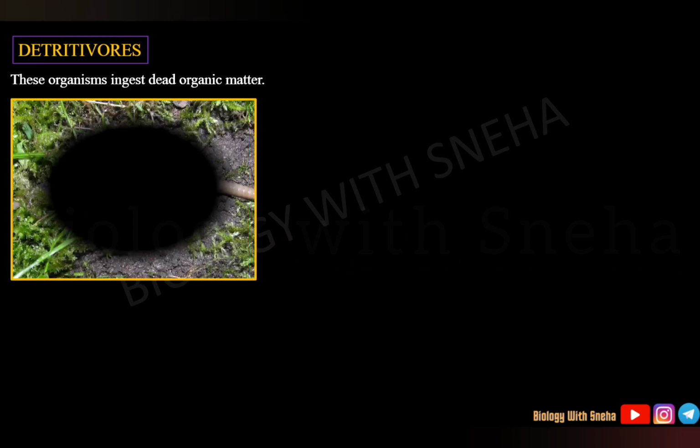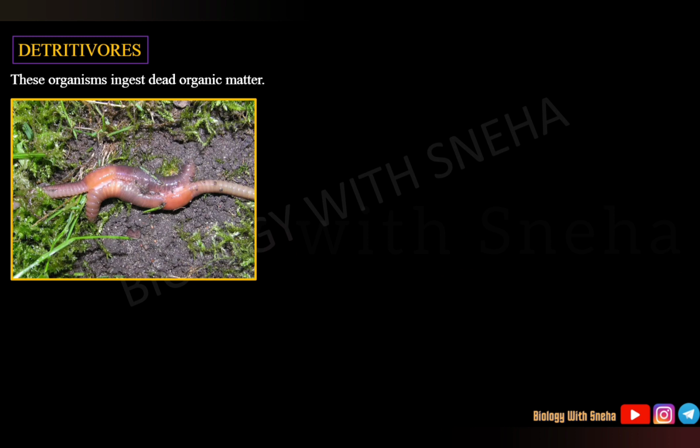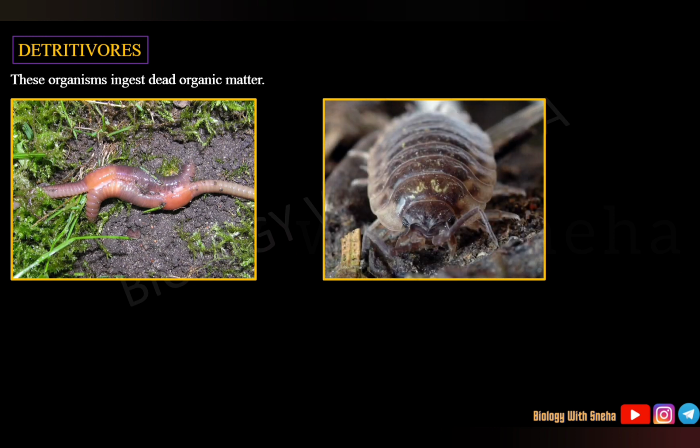What we have next is the detritivores. And what are detritivores? They are the heterotrophic organisms who ingest, that is, who eat the dead organic matter. So what is the difference between decomposers and detritivores then? Decomposers decompose the organic matter, whereas detritivores directly feed on the dead organic matter. So certainly they don't have to decompose. They have the ability to directly feed on the dead organic matter. So examples could be earthworms and wood lice.